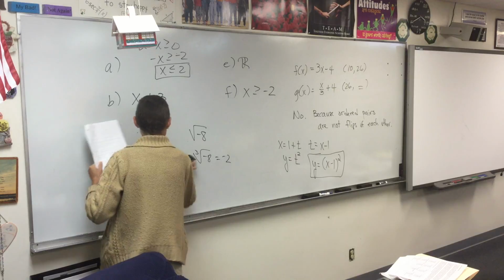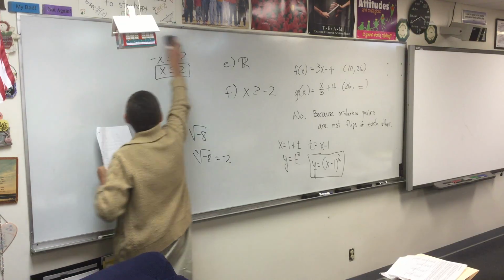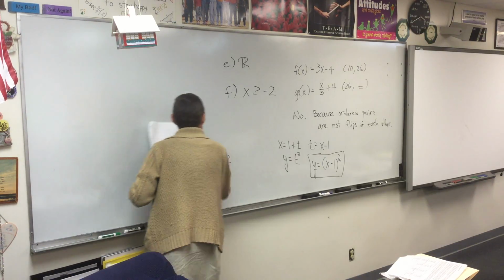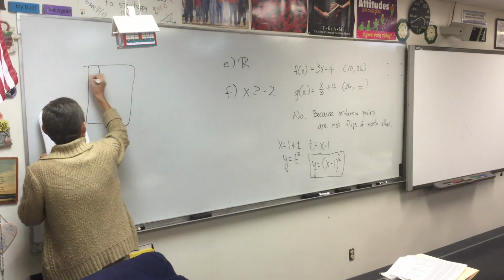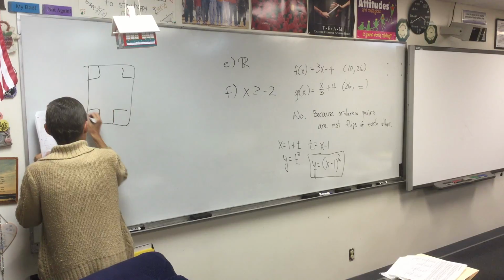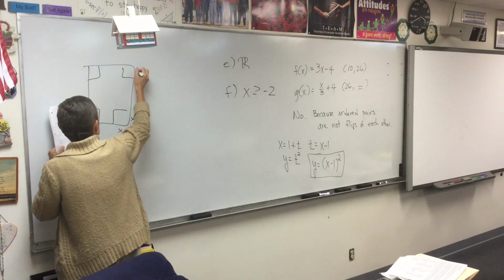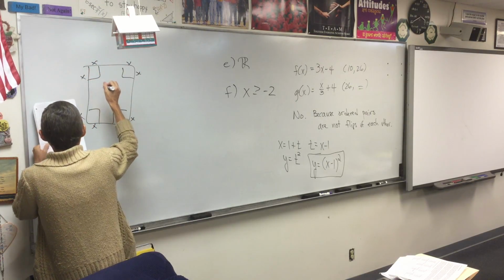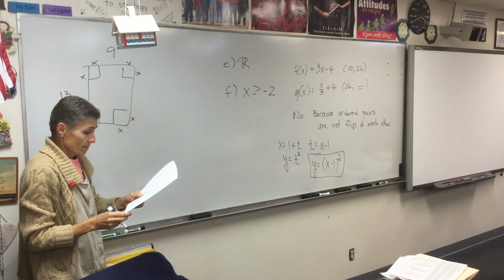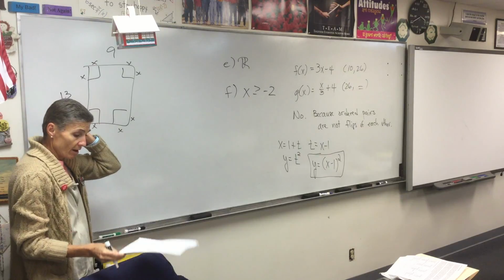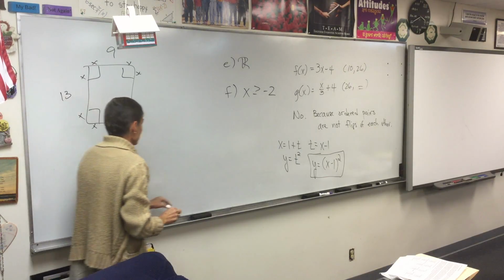Maximize the volume of a box. Okay, we know this is question 1. We're going to maximize the volume of the box, cutting out the corners, folding up the flaps. Don't know how big these corners are, but the paper is 13 by 9. Maximize the volume of the box.